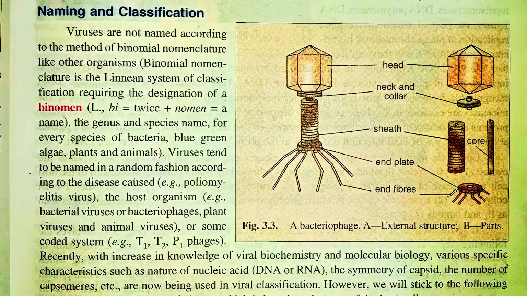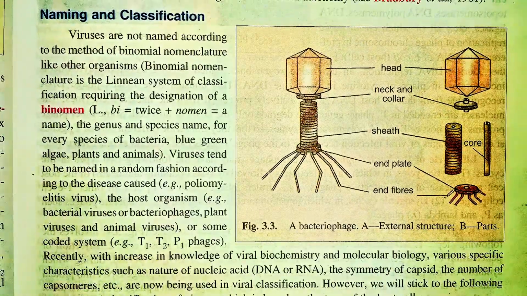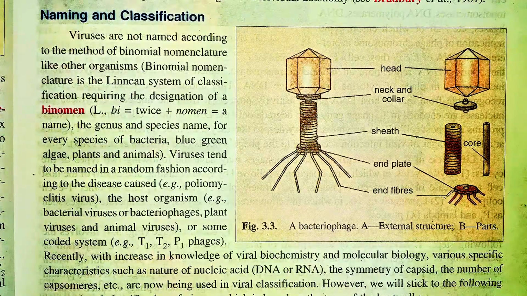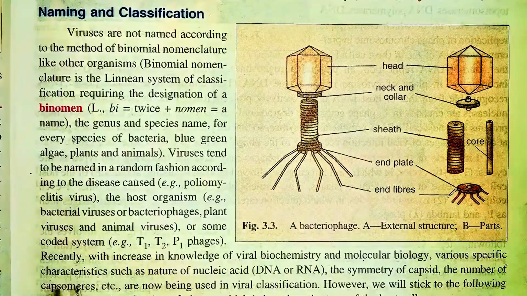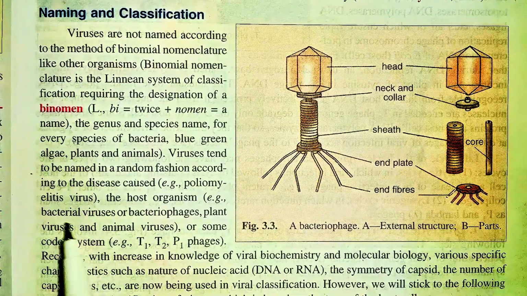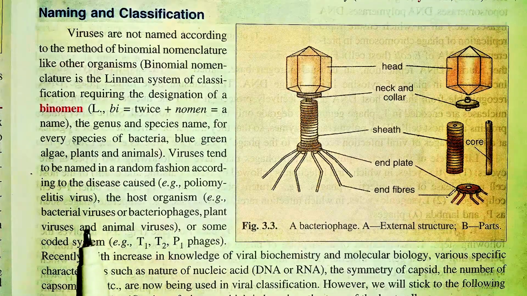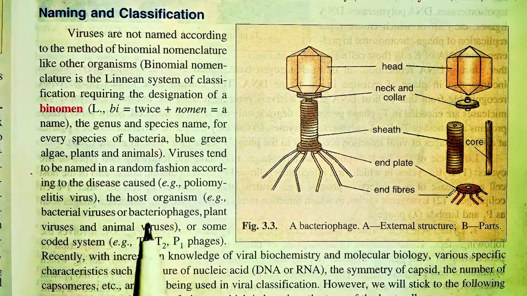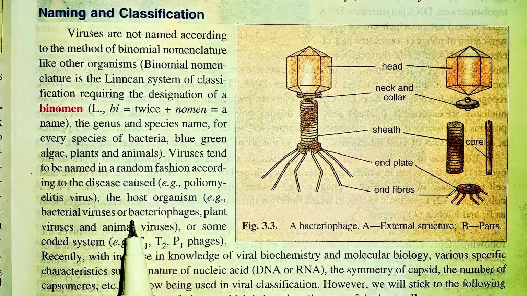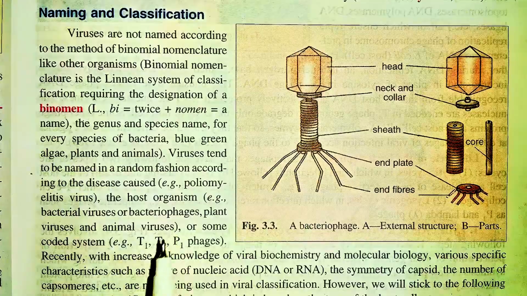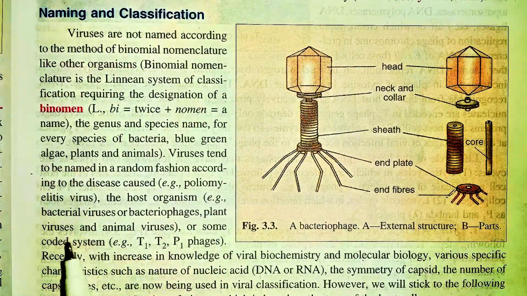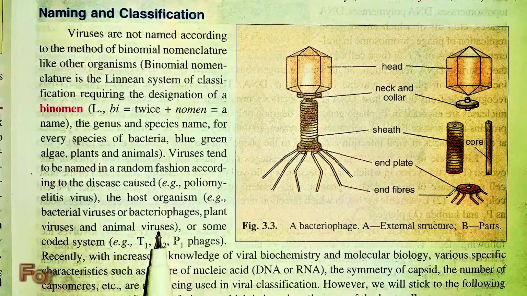If you want to name some viruses, say the poliomyelitis virus, why is it named poliomyelitis? Because it causes the disease polio. Or if you ask why some are called bacterial viruses, it is because they are bacteriophages, they eat bacteria. Bacteriophages are basically viruses, so you name them bacteriophages. And we call them plant viruses, or sometimes animal viruses.